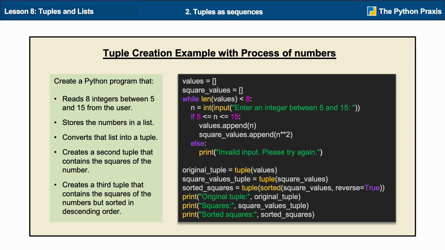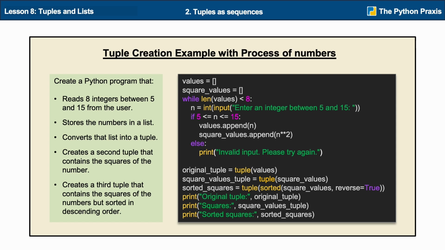After the loop is finished, meaning we have collected 8 valid numbers, the lists are converted into tuples. Why tuples? Because tuples are immutable, which makes them a good way to store final results that we don't want to accidentally change. Next, we take the list of square values and sort them in descending order, thanks to the option reverse equals True. Then, we wrap the result using the tuple constructor to create a new tuple called sorted squares. Finally, the program prints 3 results: the original tuple of numbers entered by the user, the tuple of their squares, and the tuple of these squares, sorted from largest to smallest.